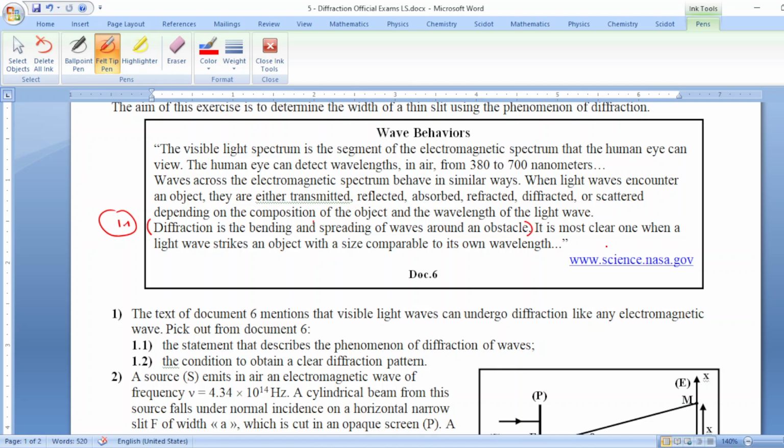It's most clear when a light wave strikes an object with a size comparable to its own wavelength. That is the condition to get diffraction. This is part 1.2. It means that a, the width of the slit, and lambda of the light must be comparable.